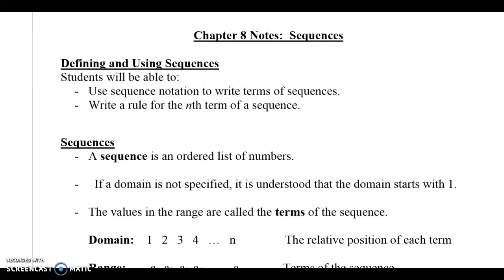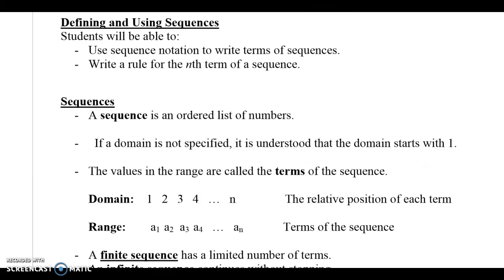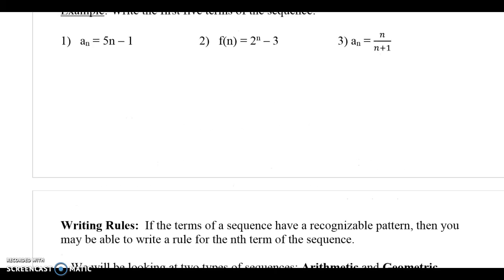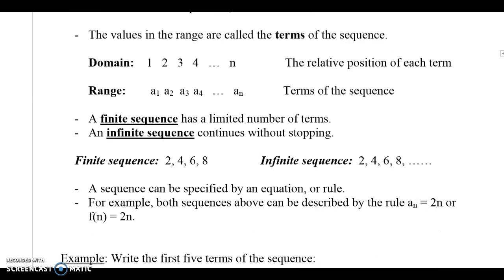A sequence is an ordered list of numbers, and there's a whole bunch of information in this notes packet that honestly you don't really need. The important thing is talking about an infinite versus a finite sequence. So here's an example of a finite sequence, 2, 4, 6, 8. There are 4 numbers in that sequence. Those numbers are 2, 4, 6, 8.